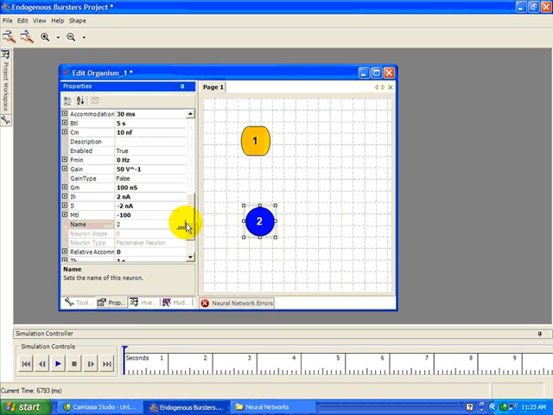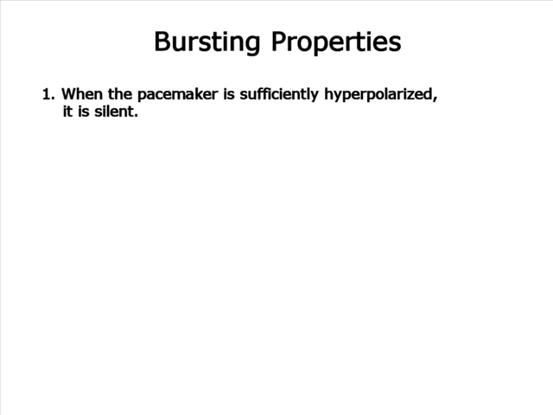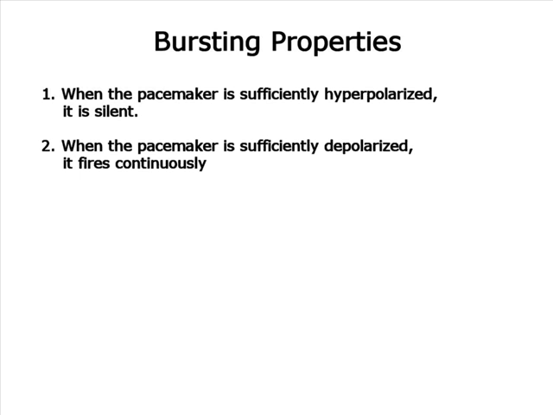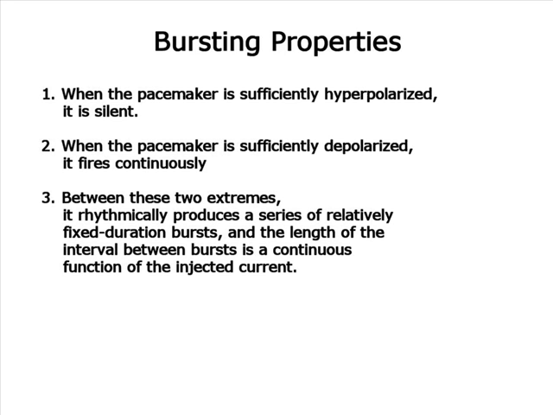It's basically programmed to have two states that alternate back and forth using some hard-coded transition rules. In each state, an intrinsic current is applied to drive the membrane voltage to oscillate. This neuron tries to emulate a number of key properties of rhythmic neurons. First, when the pacemaker is sufficiently hyperpolarized, it's silent. Second, when the pacemaker is sufficiently depolarized, it fires continuously. Third, between these two extremes, it rhythmically produces a series of relatively fixed duration bursts.